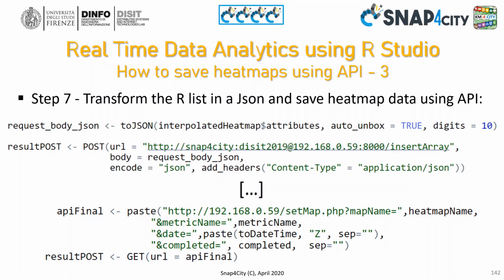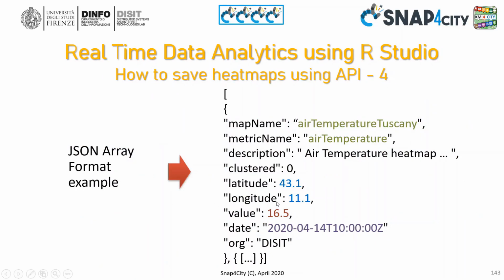So now we have to transform the list into a JSON and save the heatmap using the API. We have to use the toJSON function to convert our list into a JSON, and then, using these three final steps, we can save our heatmap values, the interpolated values, using APIs. The JSON array format will be something like this, with a map name, a metric name, a description, a latitude, a longitude, values related to latitude and longitude, a date, and an organization.